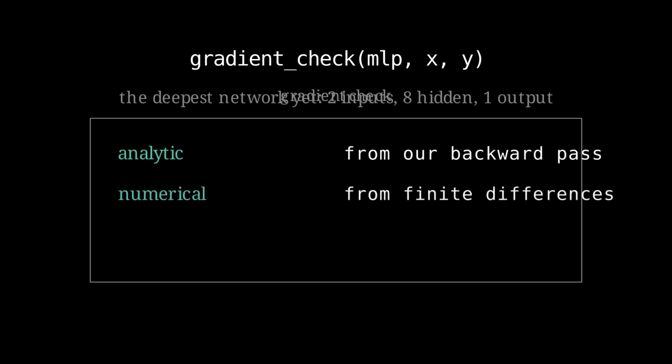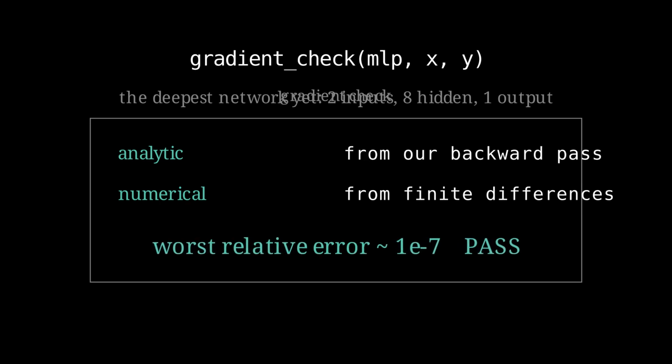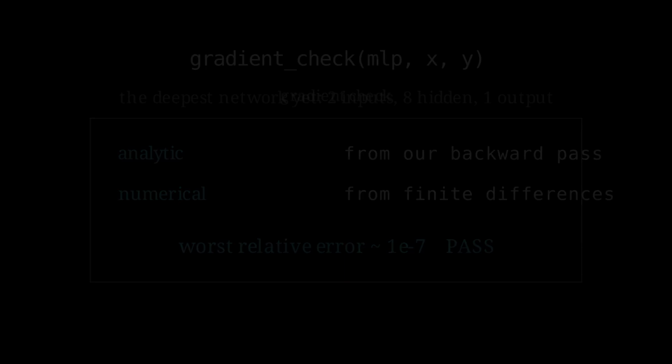For every single weight, it nudges that weight up by a hair, measures the loss, nudges it down by a hair, measures again, and reads off how fast the loss actually changed. That is the numerical gradient from finite differences. The analytic gradient is the one our backward pass computed. Line them up weight by weight. The analytic row and the numerical row agree, and the worst disagreement across the whole network is about 1 part in 10 million. Pass. No autograd, no mystery. The depth is real and the gradients are honest. One caveat we owe you.